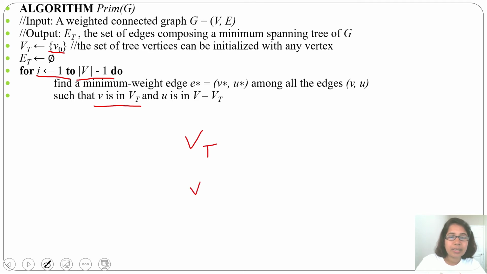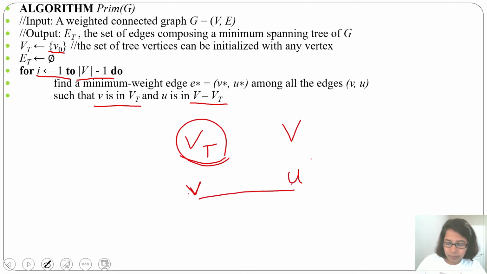So v is in Vt and u is in V minus Vt. This means u is in the original graph's vertex set but not in the spanning tree's vertex set. So v is in Vt and u is in V but not in Vt. And the weight of the edge should be minimum, then we can include it.